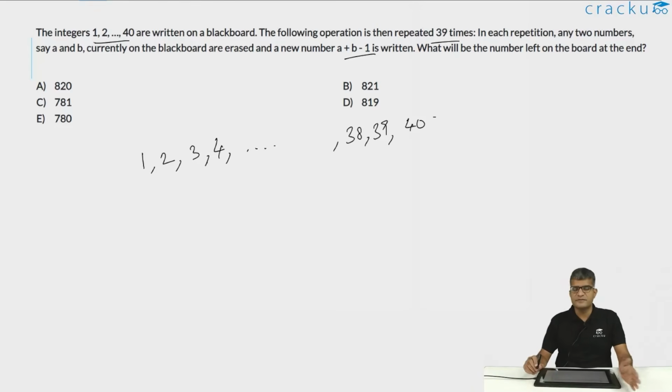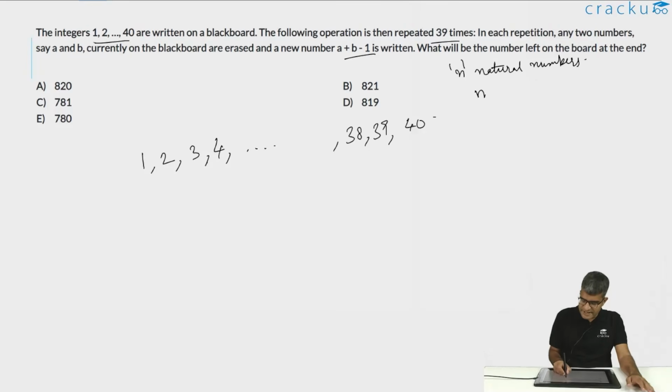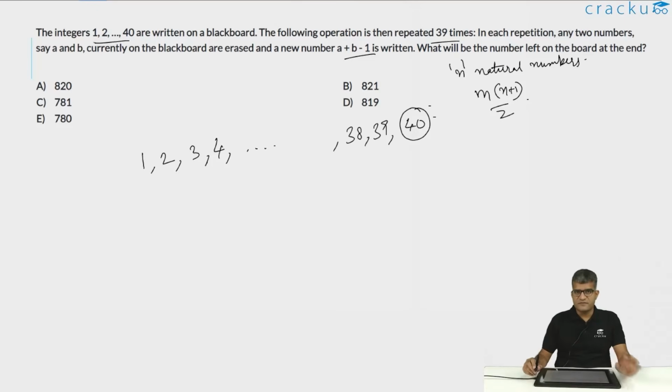What is the sum of all the numbers on the board? We know that the sum of the first n natural numbers is given by the formula n into n plus 1 divided by 2. In this particular case, the value of n is 40. So the sum of the first 40 numbers is 40 into 41 divided by 2. This is 20 into 41, so this is equal to 820.